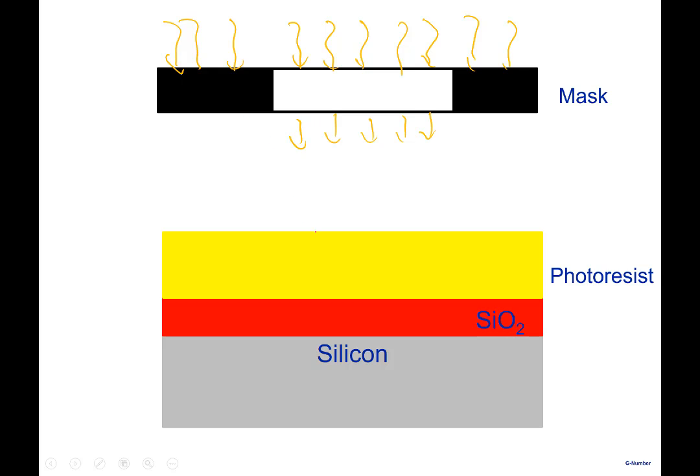So what happens is, this part of the photoresist is exposed. This part of the photoresist gets exposed. The remaining part is not exposed, right? So we have two different materials here. The one which is exposed has a different property, and the one which is not exposed has a different property.